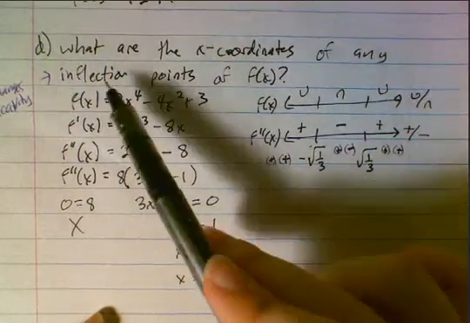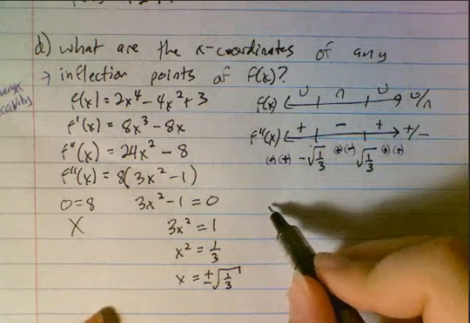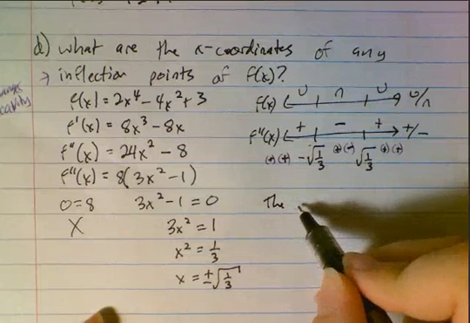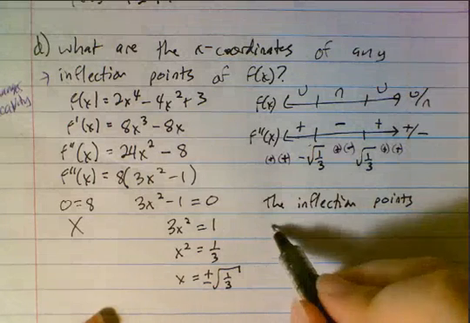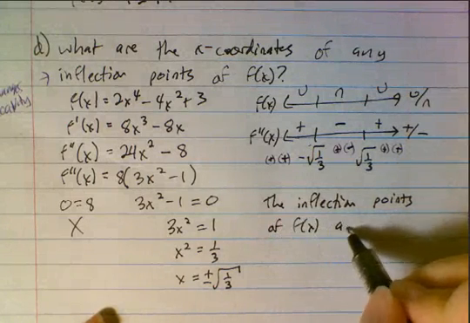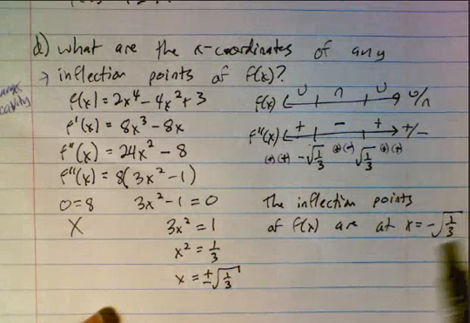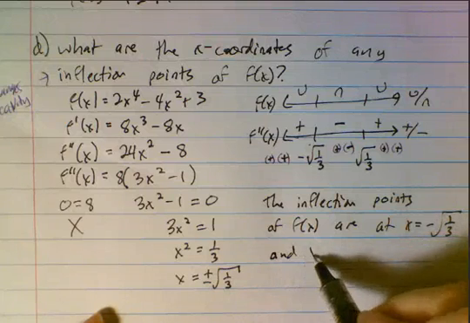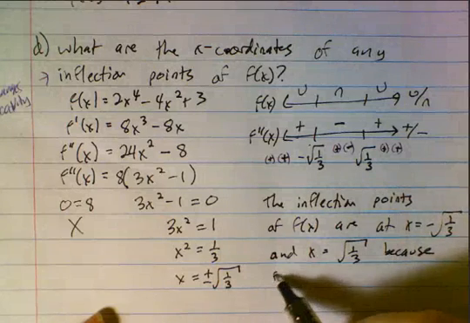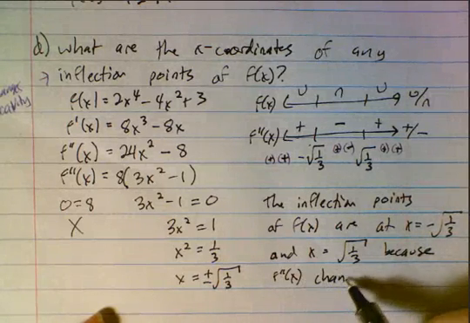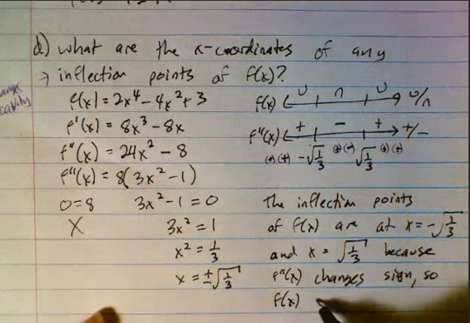So our inflection points are where f of x changes concavity. So the inflection points of f of x are at x equals negative square root of 1/3 and x equals positive square root of 1/3, because f double prime of x changes sign. So f of x changes concavity.